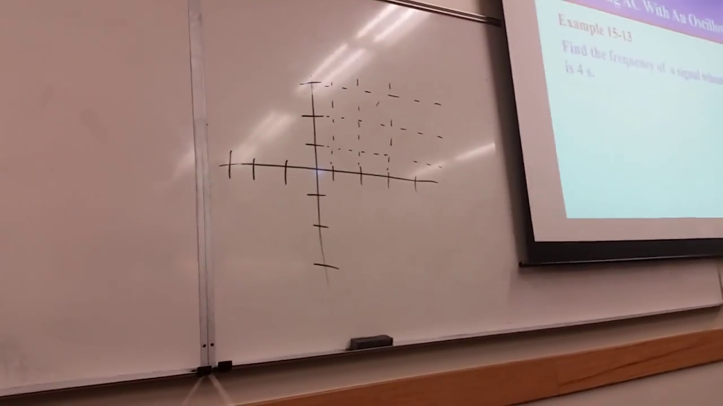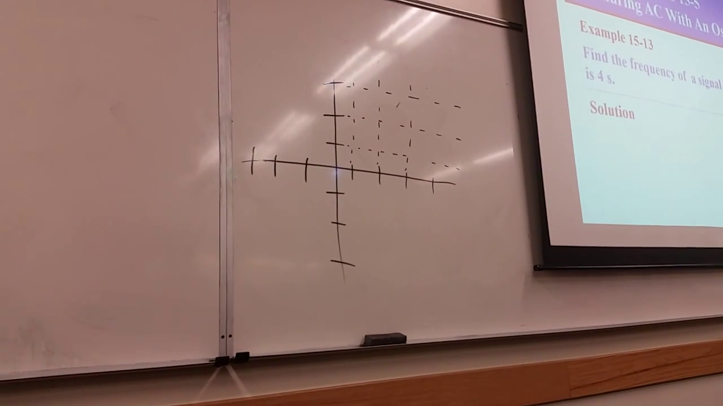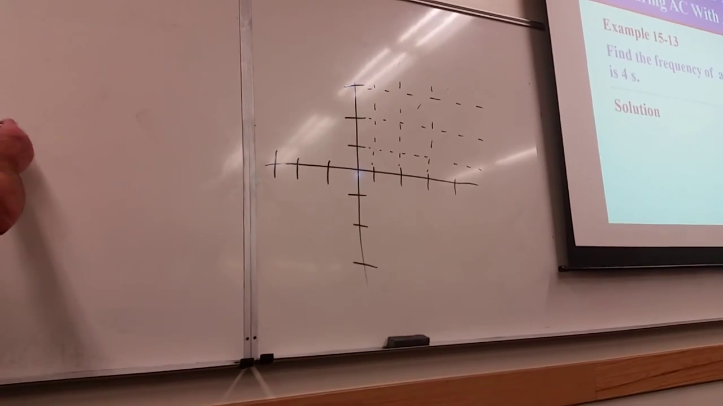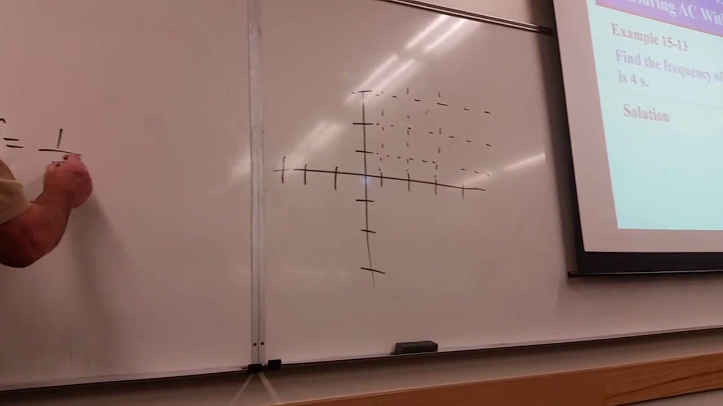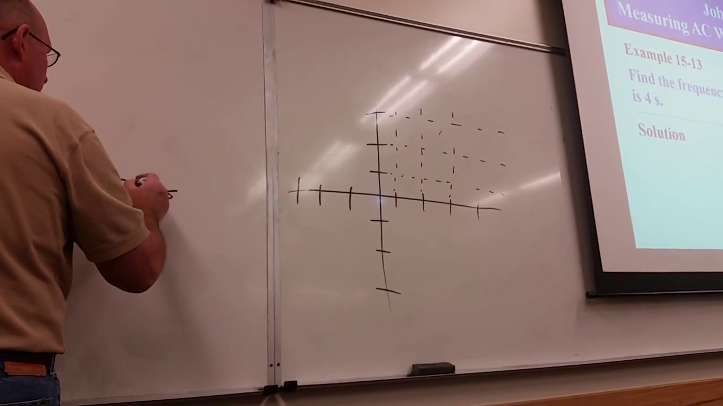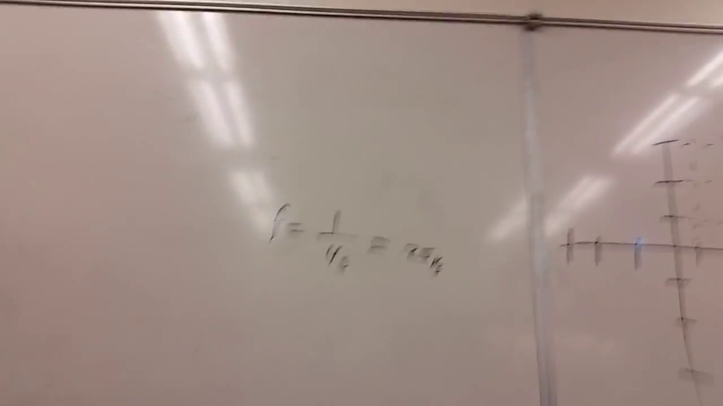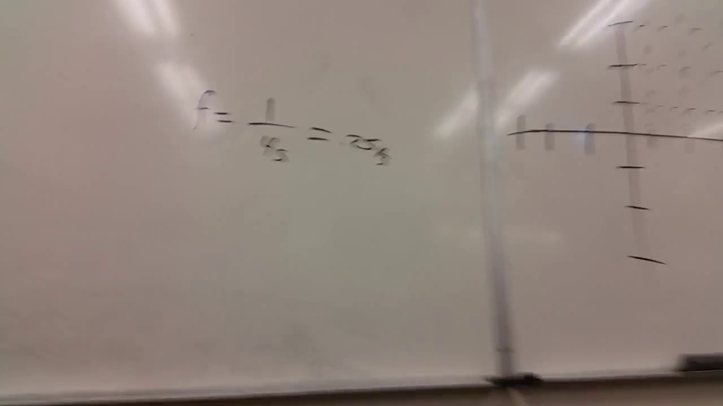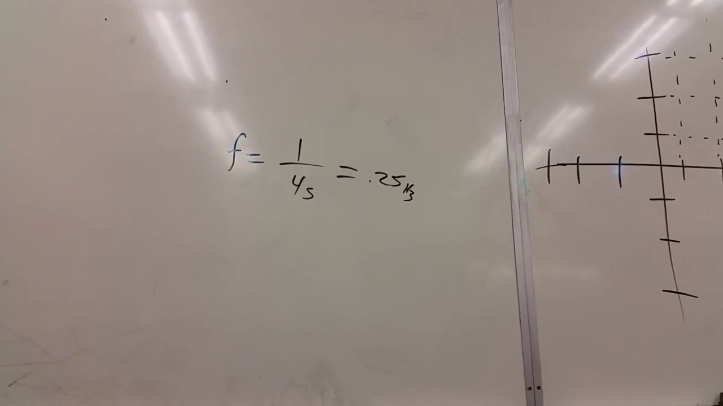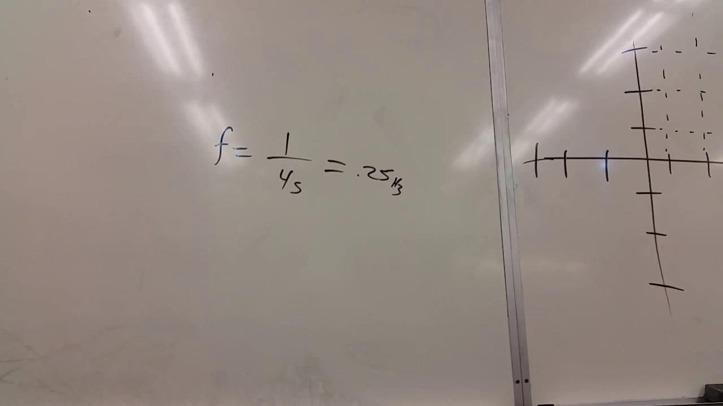Find the frequency of a signal whose period is 4 seconds. So frequency is equal to what? 1 over time, which is 4 seconds. 0.25 Hertz, right? Okay. And everybody recognize that 1/4 is the same as 0.25.